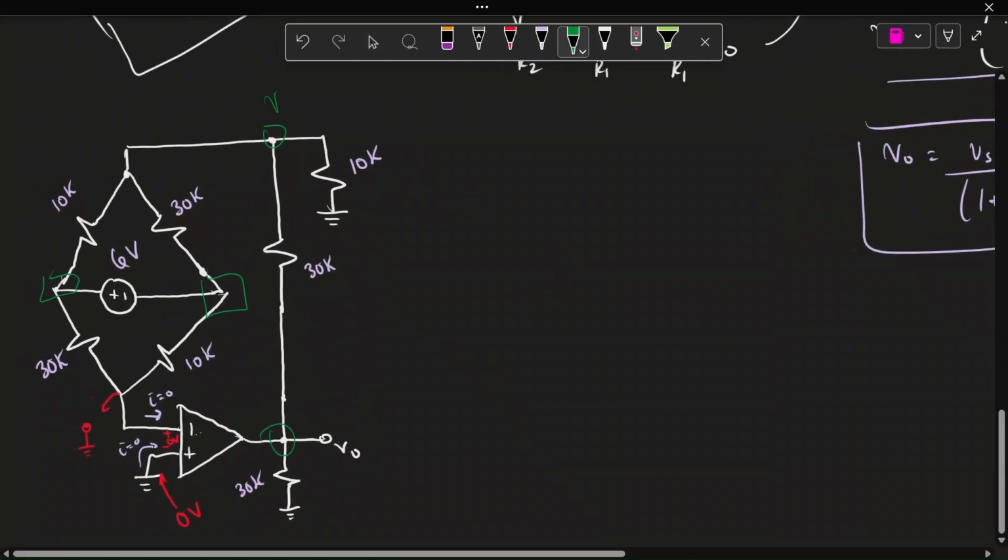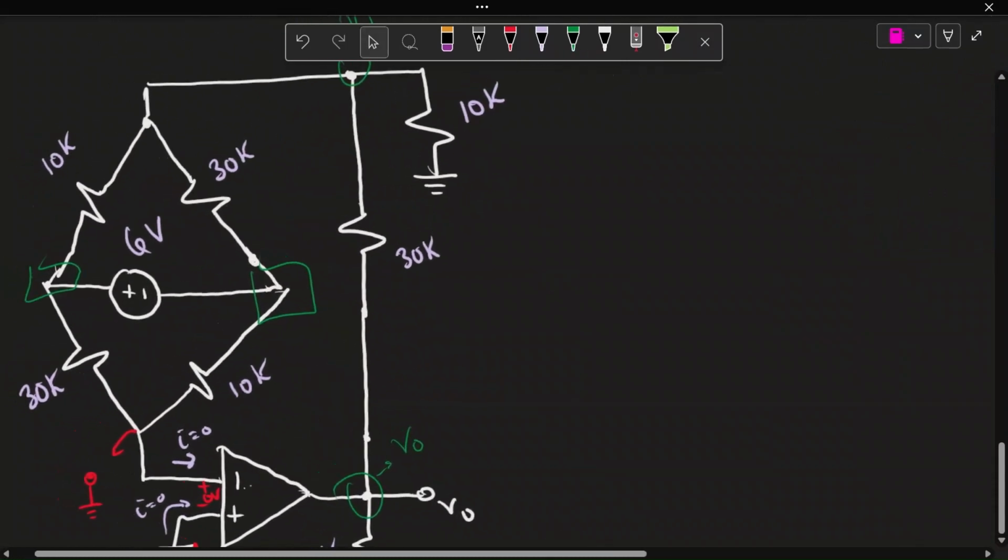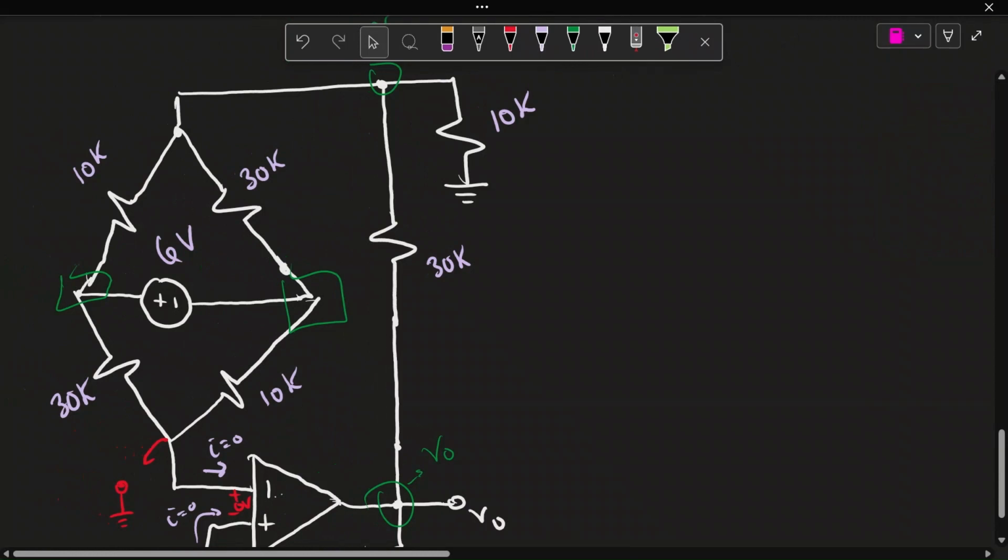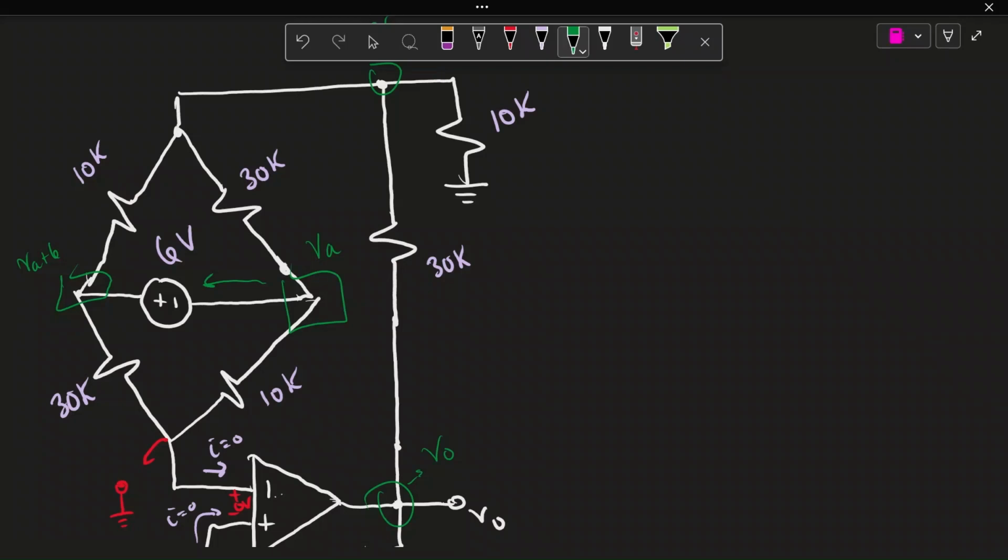So here, we'll call this top one VB. We'll call this one V out. And there's 2 ways you could solve for these nodes. You could call this one VA, and you go up here into this node, you have VA plus 6. You could also call the left one VA and the right one VA minus 6. But I don't want to have to deal with the negative, so let's keep this as positive.